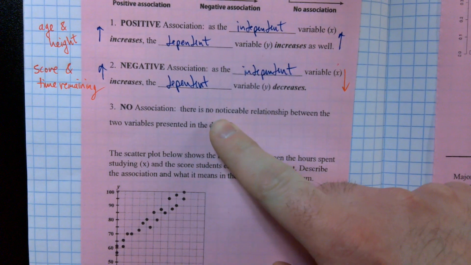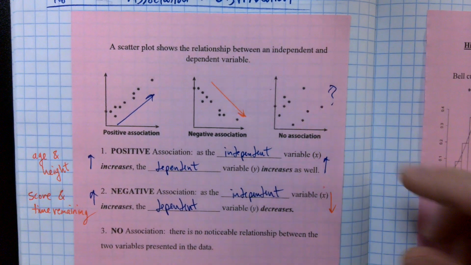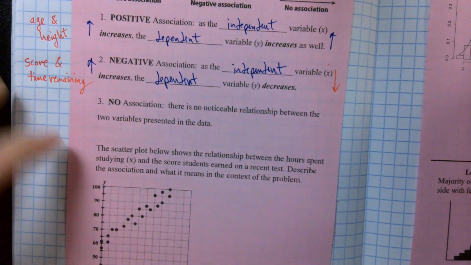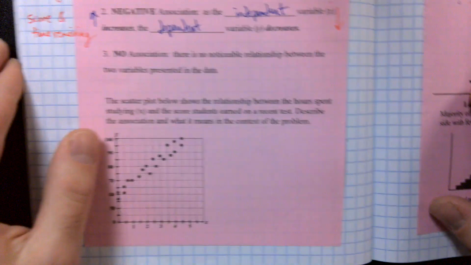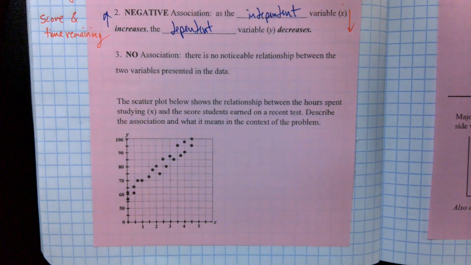And then no association is easy. There's no noticeable relationship between the two variables. It just looks like a scattered graph. There's no pattern, nothing going on, just points scattered all over the place. Now this one's easy. Can anyone think of something that would have no association? I can think of one.